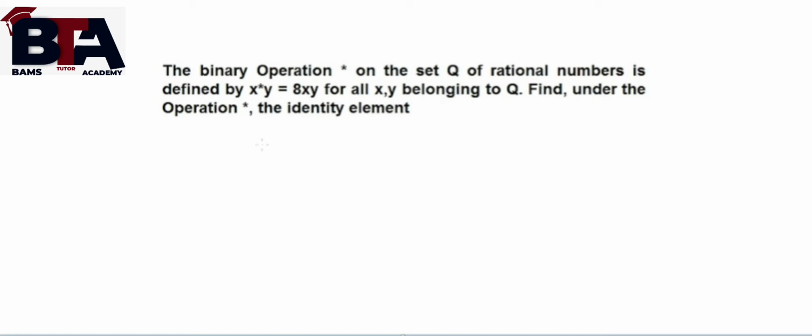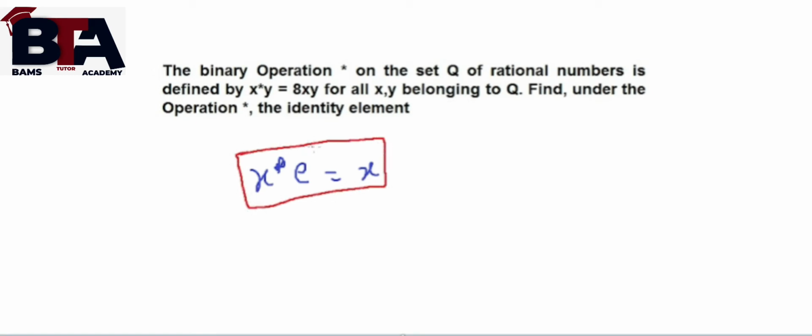So mathematically representing what I just said, if I say that x asterisk the identity, I will get back x. So this is what we want to work with in this video. All right, so to start with, let me write out the operation. The operation x asterisk y is equal to 8xy. So I want to satisfy this condition for identity elements.